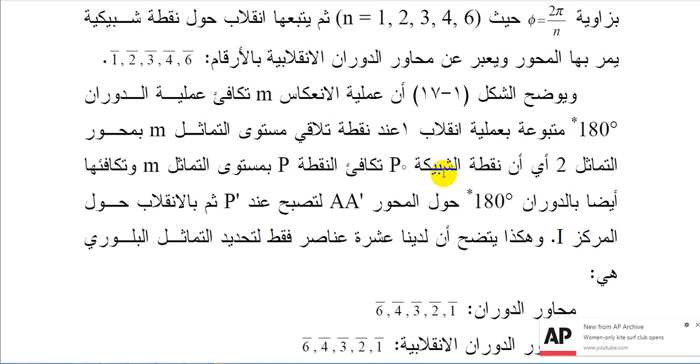For example, the last point P naught equals the point P in the symmetry plane M, and is also obtained by revolving 180 degrees around the AA dash axis to become P dash, then by the inversion around the center I. Then we get only 10 elements to specify the crystal symmetry, which are listed as follows.